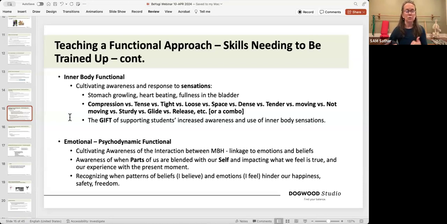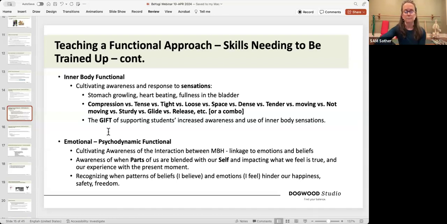Moving, what am I not moving? That's probably one of the biggest things: where do I not breathe into? Where do I not move? When I walk, do I not move my arms? Sturdy, glide. Do I know what glide feels like? Do I know what a release feels like? And this is from movement therapy. This is not from going to a massage.